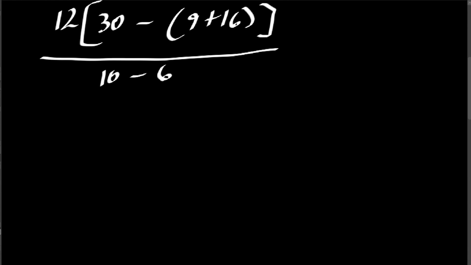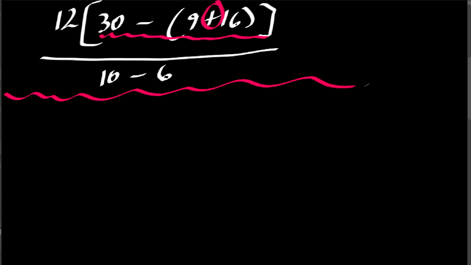Okay, so now let's go back to the top. On the top, once again, the brackets have to be done before anything else, and then inside of that, the parentheses have to be done before anything else. So we want to add 9 plus 16 first. So let's do that. We have 12, our bracket, 30 minus, what's 9 plus 16? It'd be 25.